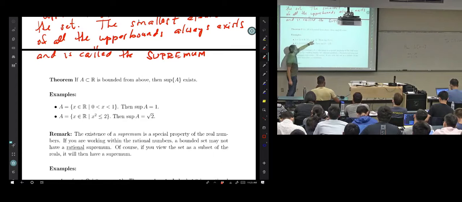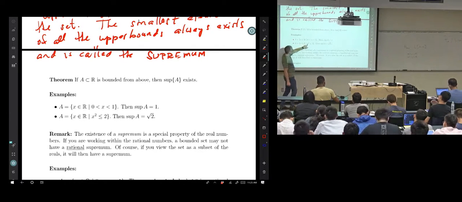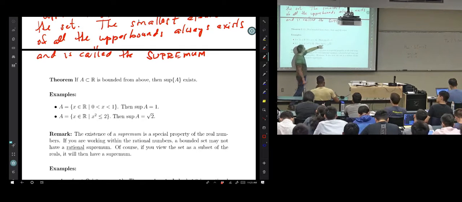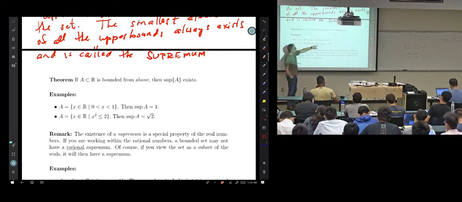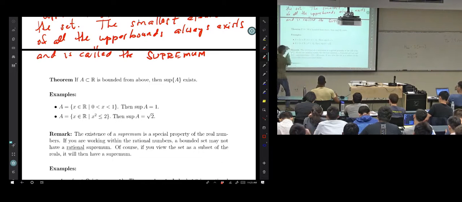So once again, here's a bounded set. It has a supremum, it's 1. Here is a bounded set. Its supremum is in the set, so it's also equal to a max. If the supremum is in the set, then it's a max. It's not hard to figure out. It's a special property of real numbers. It's not true for the rational numbers, etc.